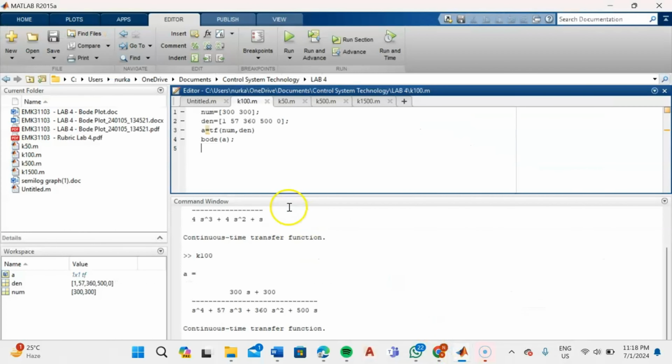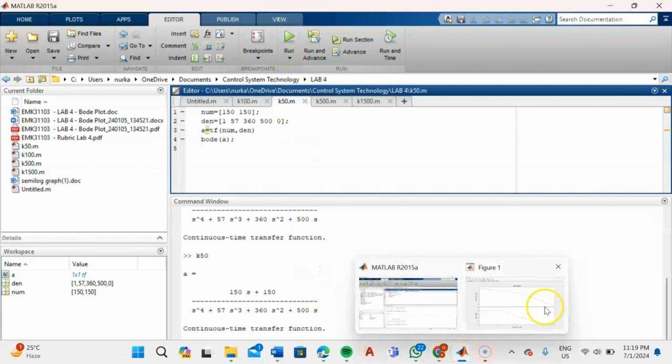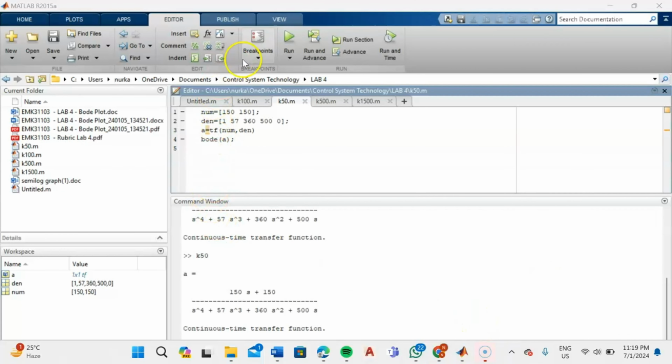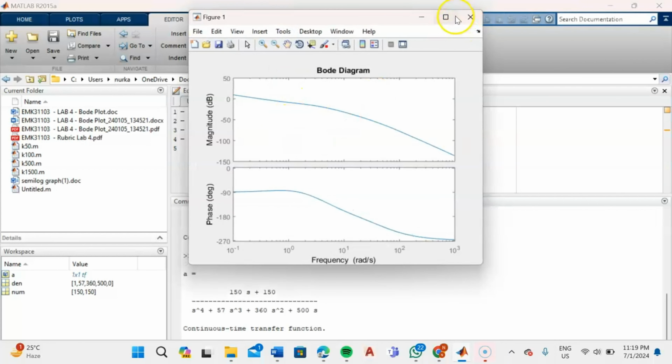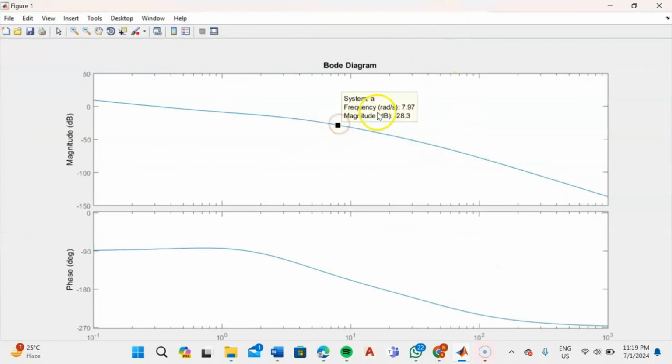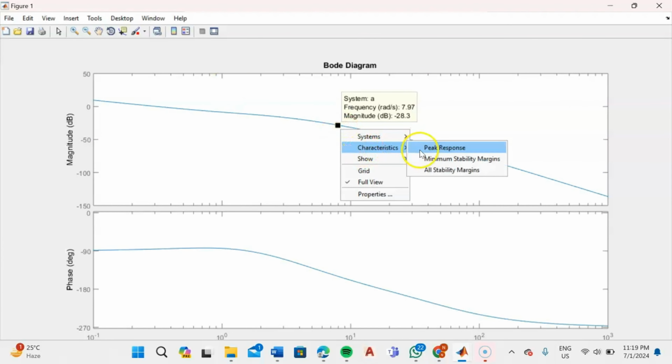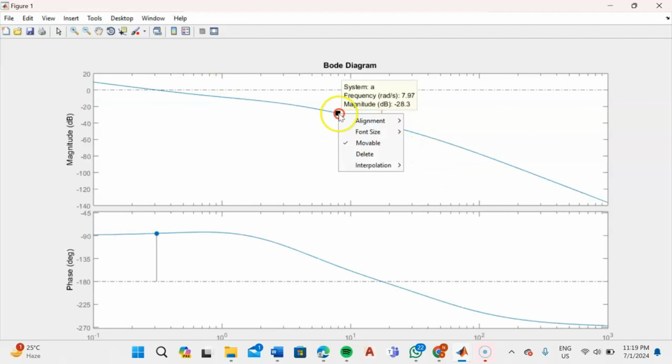Next, for K equals 50. Here is what I got from the transfer function. So we need to run. Okay, run. And here is the Bode diagram, characteristic or stability.